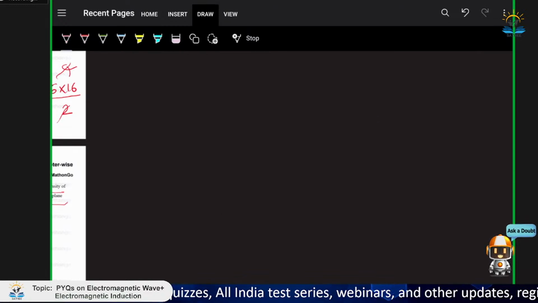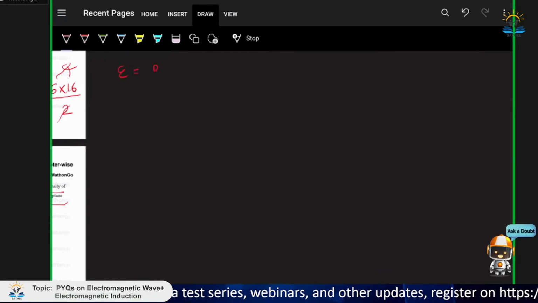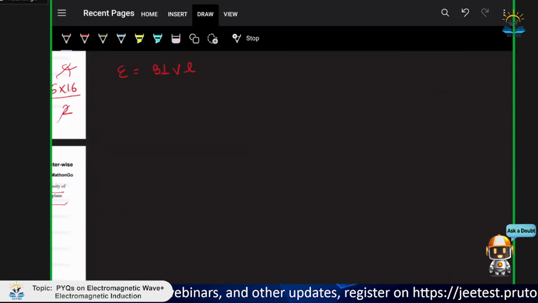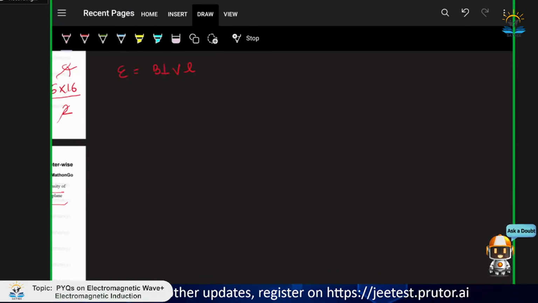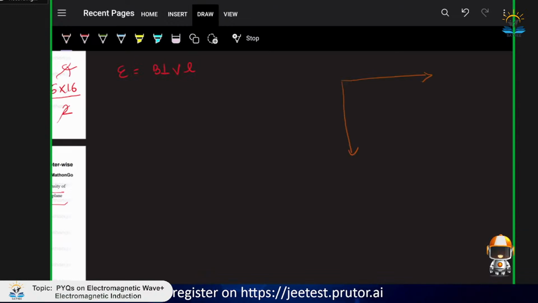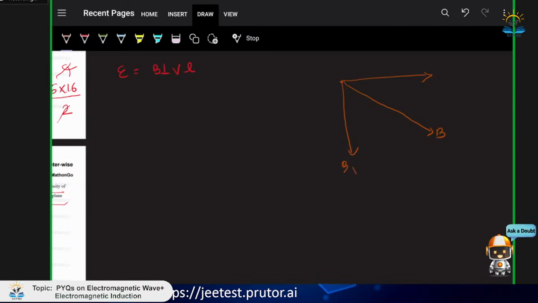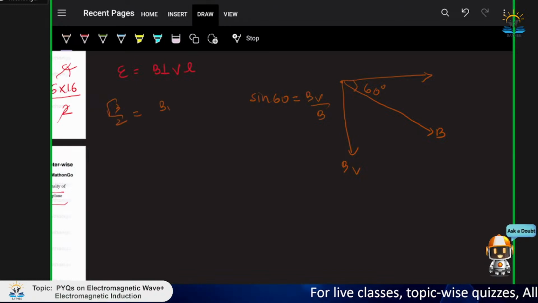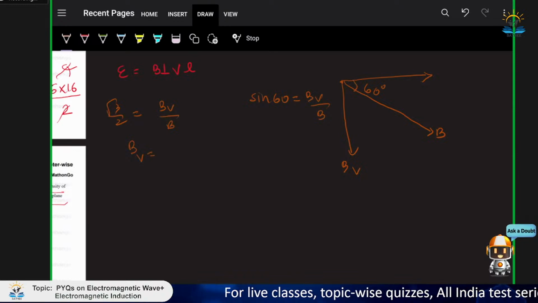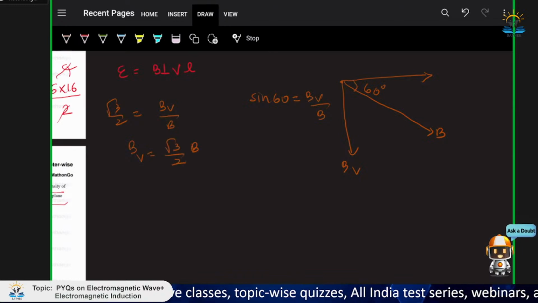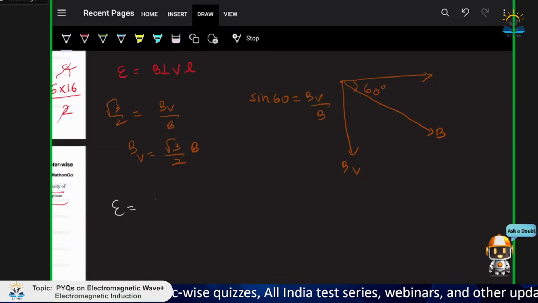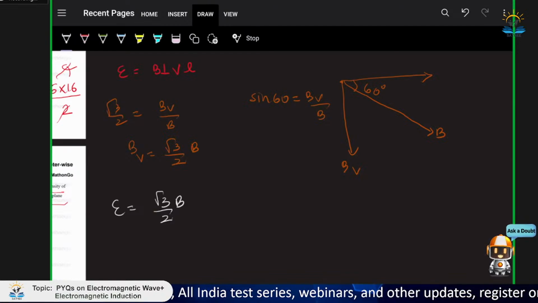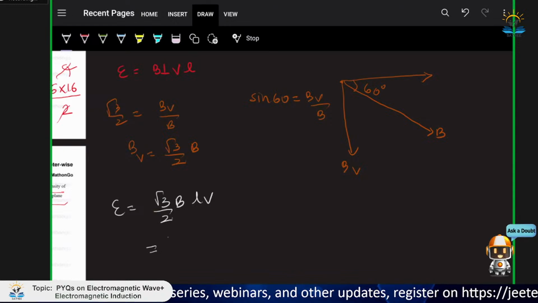Yes, so we know that induced EMF is perpendicular, B into V into L, correct? Okay, dip is 60, it's given. So this is total magnetic field. This is the vertical component. This will be 60 degree, correct? So we can write sin 60 equal to BV by B, or root 3 by 2 equal to BV by B, or BV equal to root 3 by 2 into B. So induced EMF will be how much? Equal to root 3 by 2 B into V into L, correct? BV is the perpendicular magnetic field. So root 3 by 2 magnetic field, total given how much?